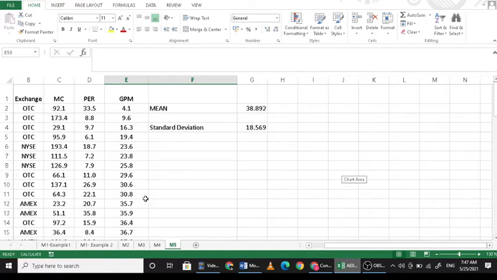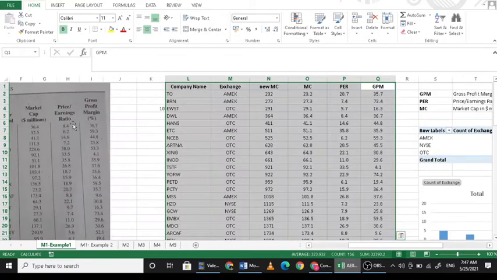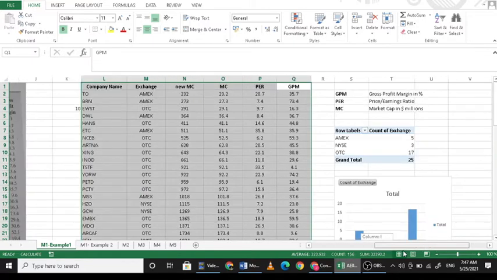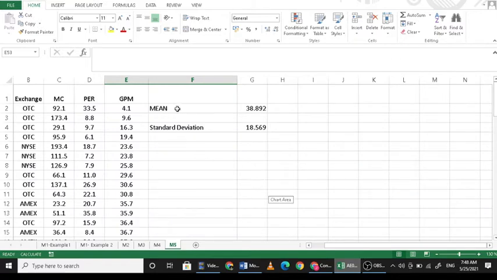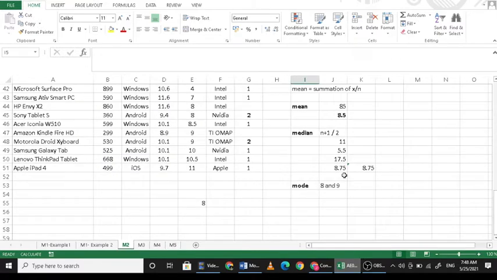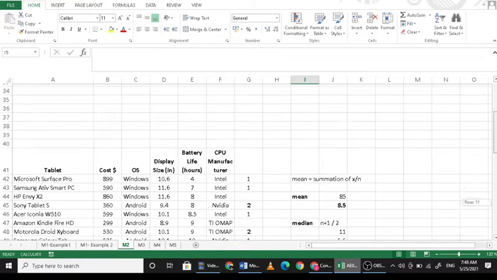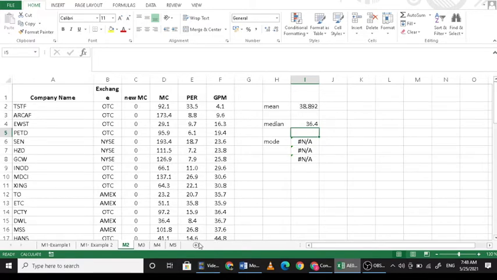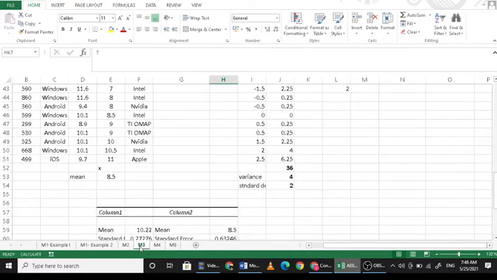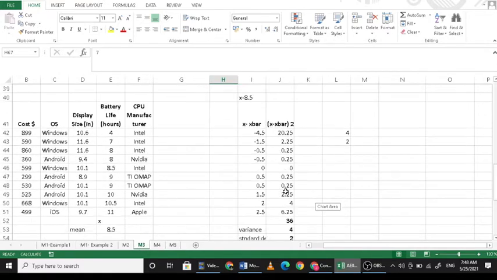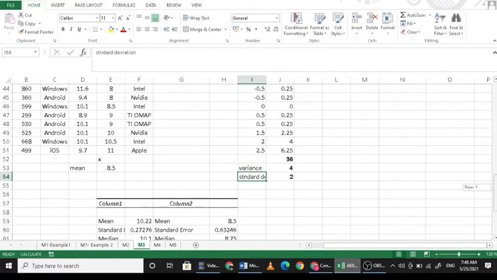So using our previous examples also for the data. Okay, so this is our company name, exchange, and exchange being used, our market capital in millions, then your price earning ratio and your gross profit margin. Okay, so this was the example previously. So we copied the mean from example 2. Okay, so you're going to use this mean 8.5 for the second example. This mean 838.892 for the first example. So for the second example, 8.5. And then also copy the standard deviation. So the standard deviation class is 2 for the second example.